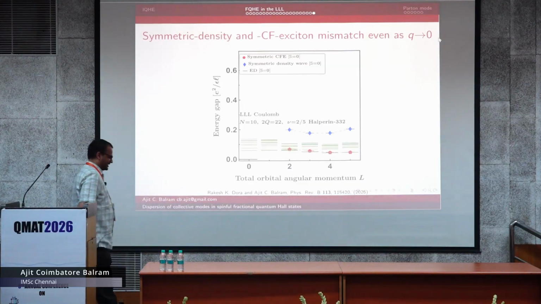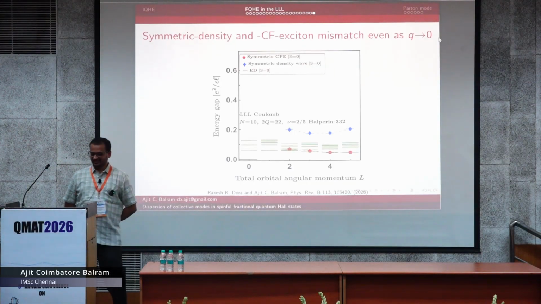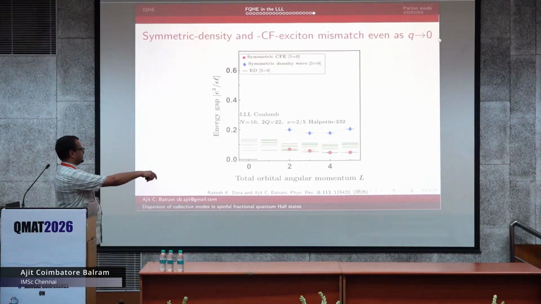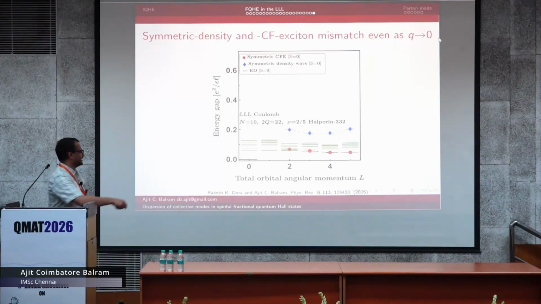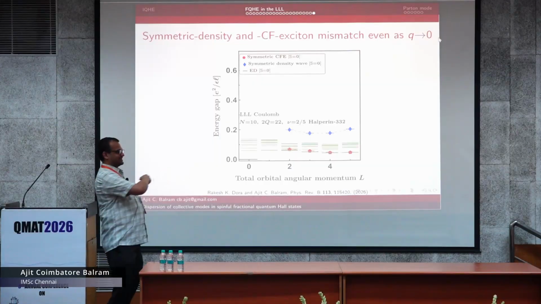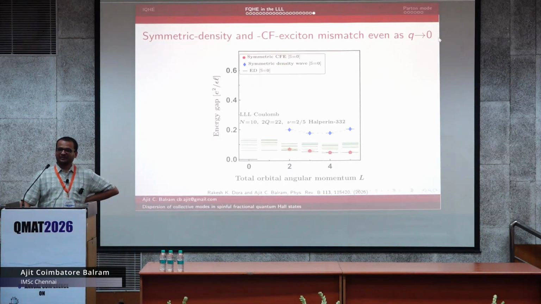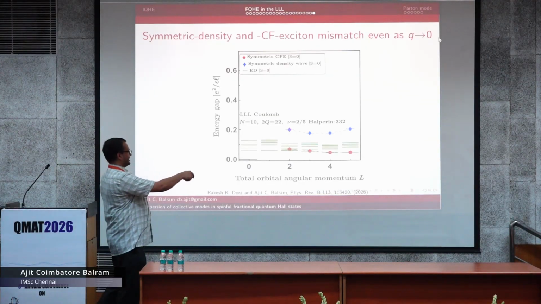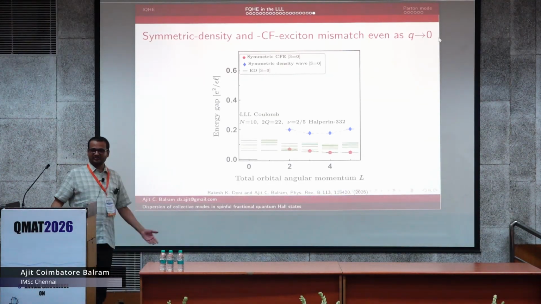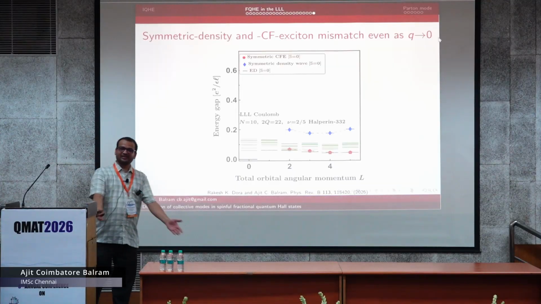When we computed the energies of these modes, we found something really puzzling. First, let me say that the composite fermion exciton mode agrees beautifully with exact diagonalization. It's not surprising: the ground state agrees well, and the excitations agree very well. But if you look at the GMP mode, it's completely off from the composite fermion mode. The symmetric density wave has very high energy compared to the composite fermion exciton. And this is true even in the long wavelength limit.